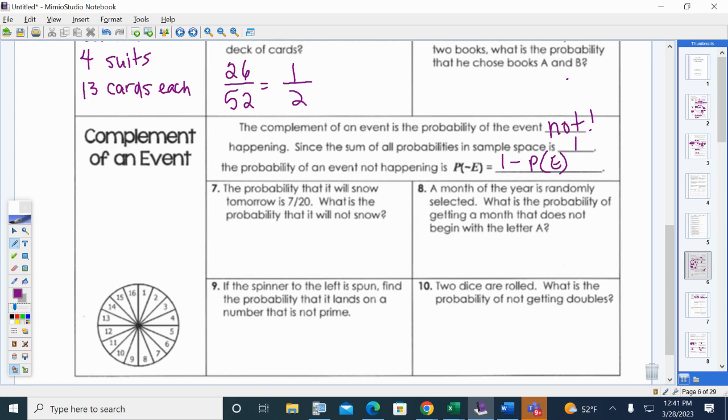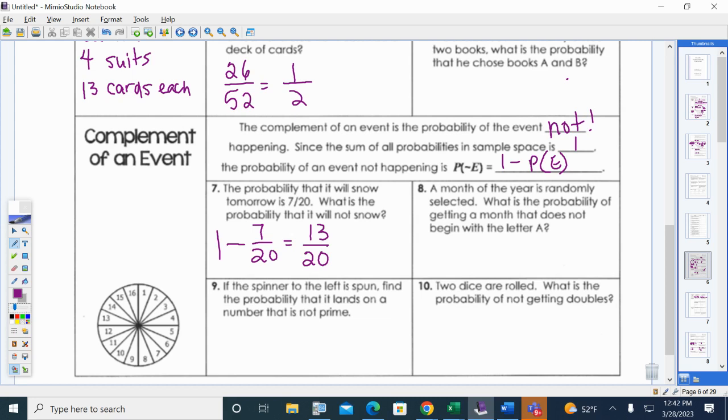So let's look at example number 7. Number 7 says the probability that it will snow tomorrow is 7 out of 20. What is the probability that it will not snow? So we're going to take 1 minus 7 out of 20 to get the complement, which is 13 out of 20. Let's do a couple more here.